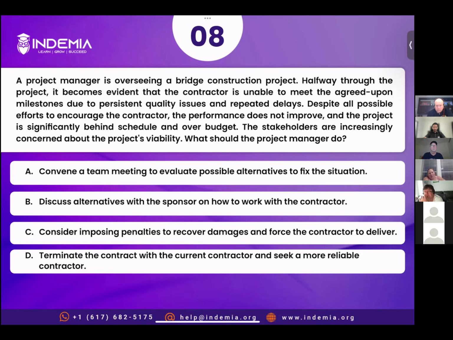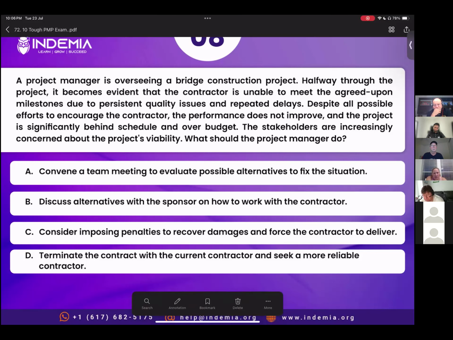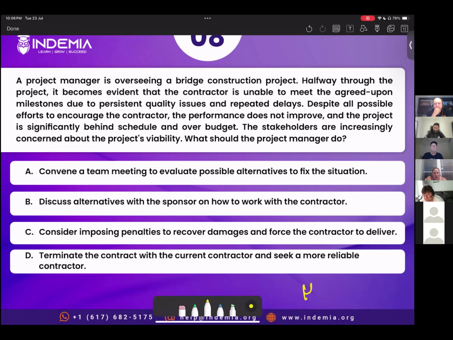Yeah, I thought very similar to Kokila that the two harsh choices were probably not good to go with. And I think from what the question says, where it says that despite all possible efforts to encourage the contractor, the performance does not improve. So they have already encouraged and tried to work with the contractor. And that's what B is basically saying, is how to go and work with the contractor. And that hasn't worked. They're still behind. They're still over budget. So a team meeting to try and come up with a solution, I think, is the best option.